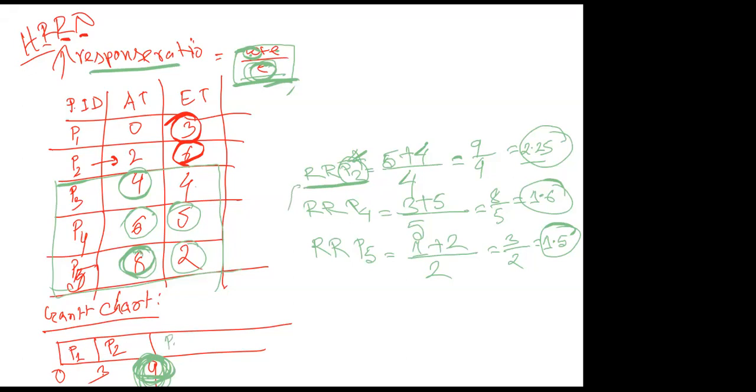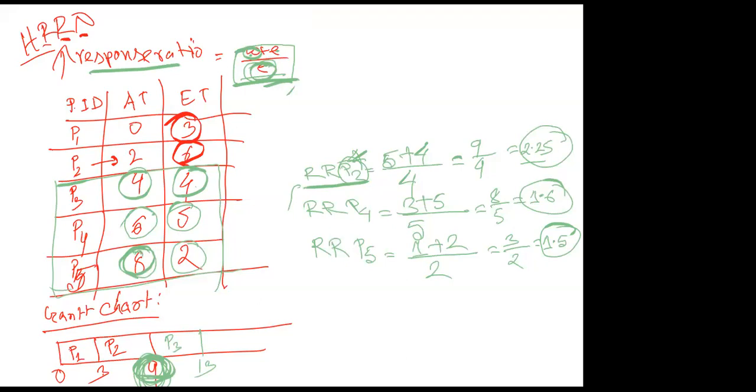Okay. P3 next. How long will it execute? It will execute for 4 time units. So 9 plus 4 is 13. So it will execute till time 13. And now the clock is at time 13. Next, which process will be scheduled?